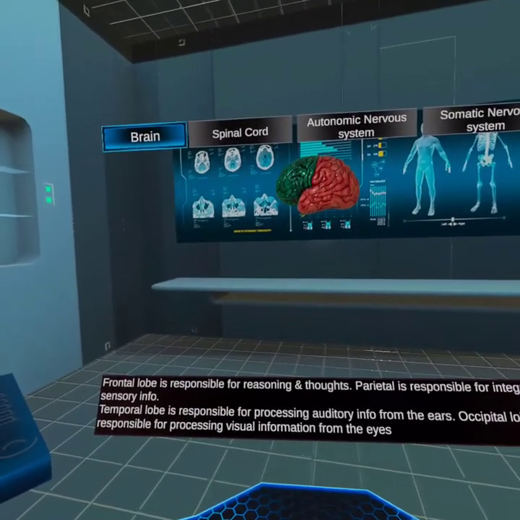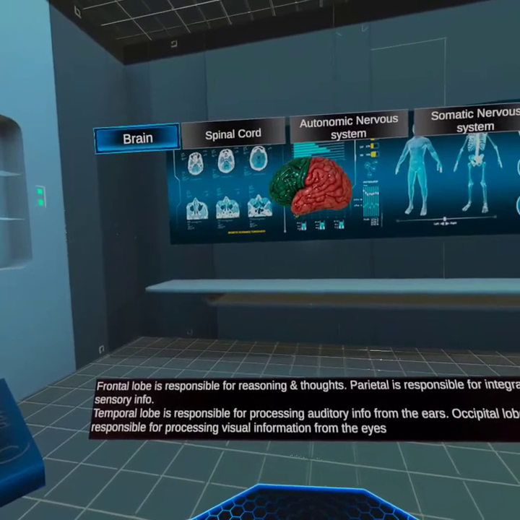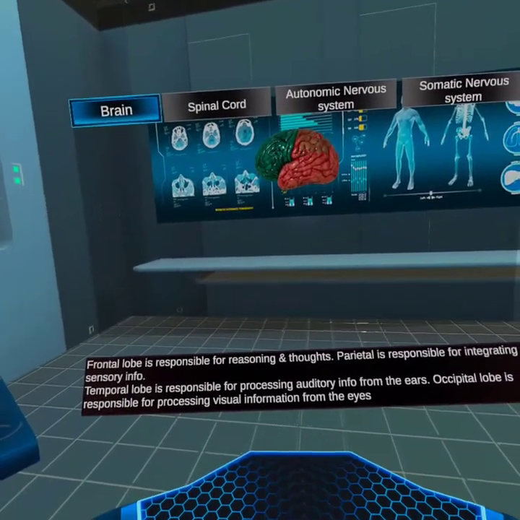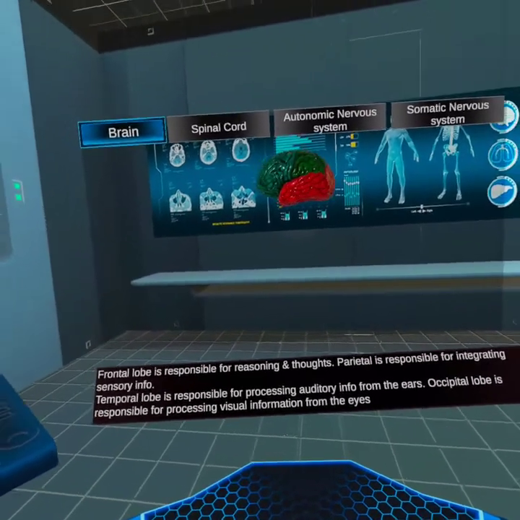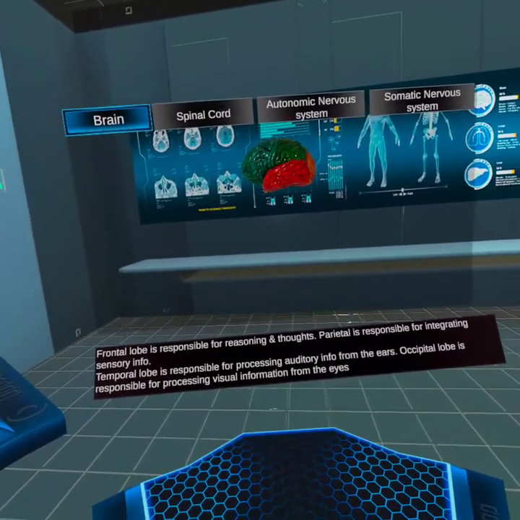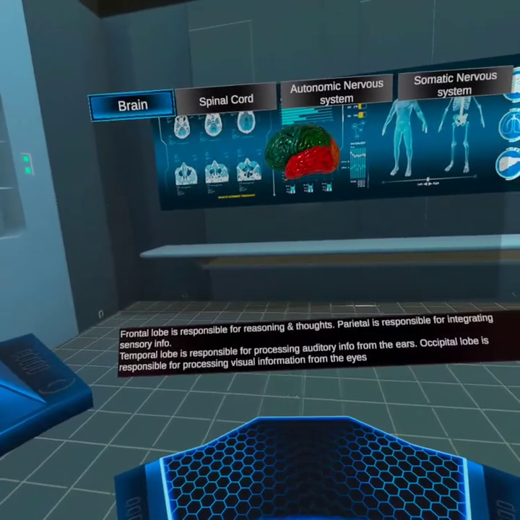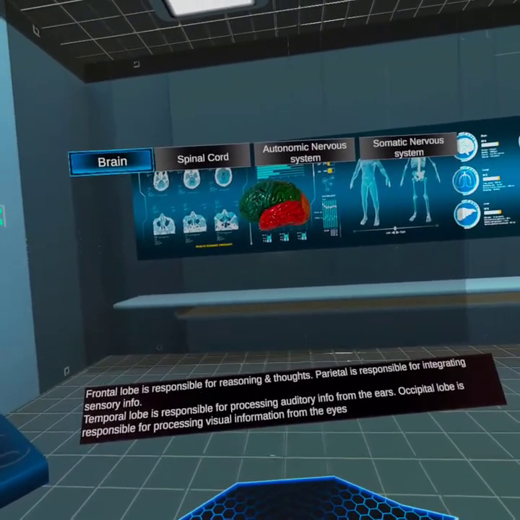Frontal lobe is responsible for reasoning and thoughts. Parietal is responsible for integrating sensory info. Temporal lobe is responsible for processing auditory info from the ears. And occipital lobe is responsible for processing visual information from the eyes.